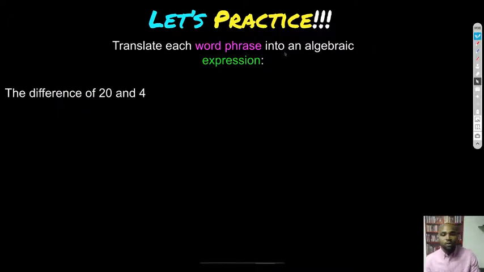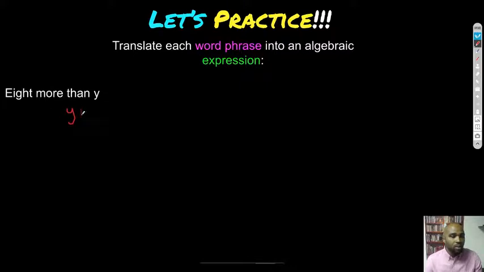Translate each word phrase into an algebraic expression. We just did that one, so I'm going to skip that one, and we did that one already. But what about this one? 8 more than y. How would you write that one? I have y, but I want 8 more. So you write it like that. That's how I would think about it.